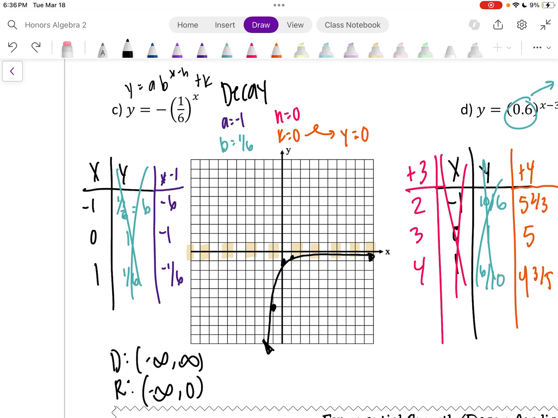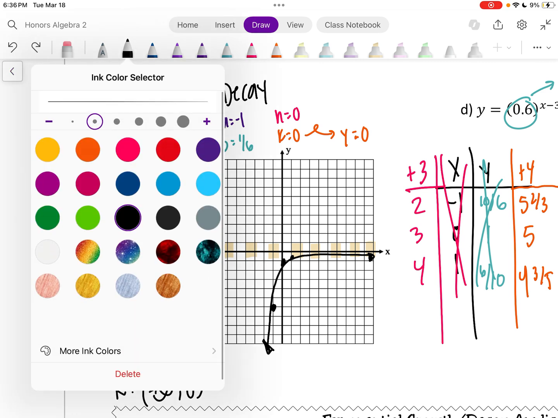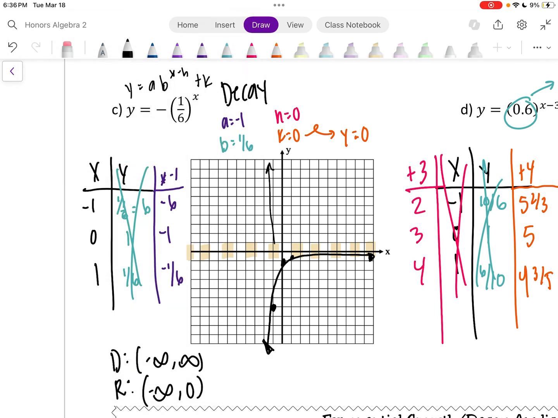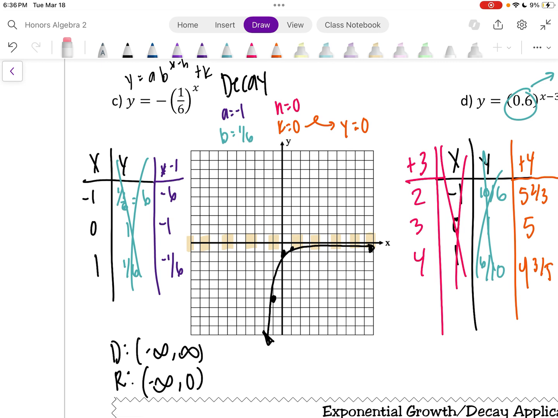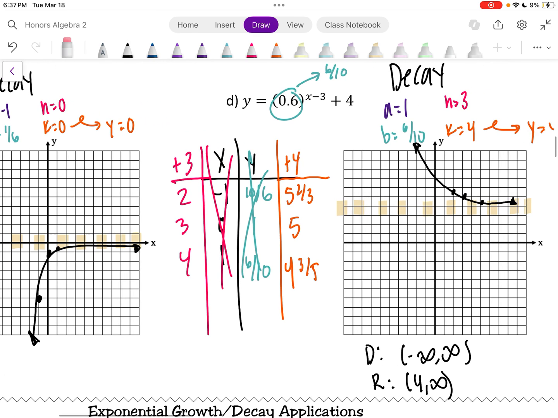Now, because it flips it over, your domain is still negative infinity to infinity, but your range is now, instead of going from here up for your range, remember you always read range from bottom to top. So you start at negative infinity, you go up to that 0. Notice that you also have parens because it's an asymptote, so you don't want brackets. You want your parens.